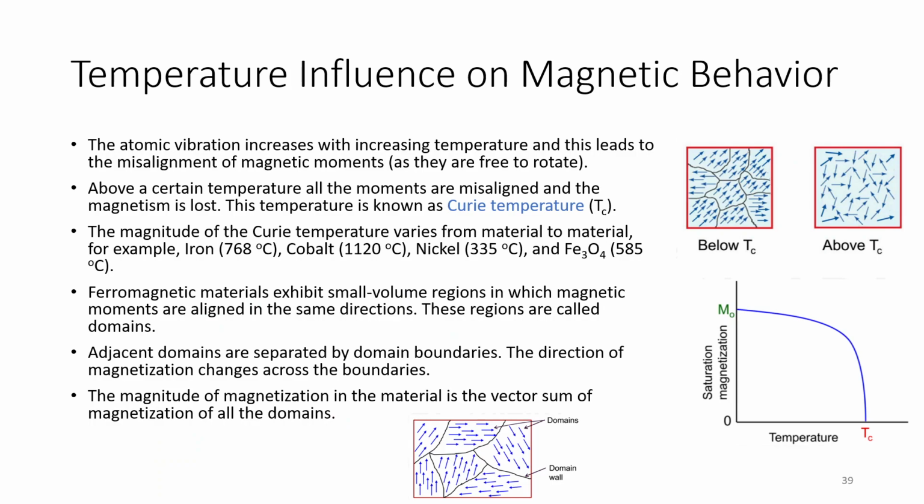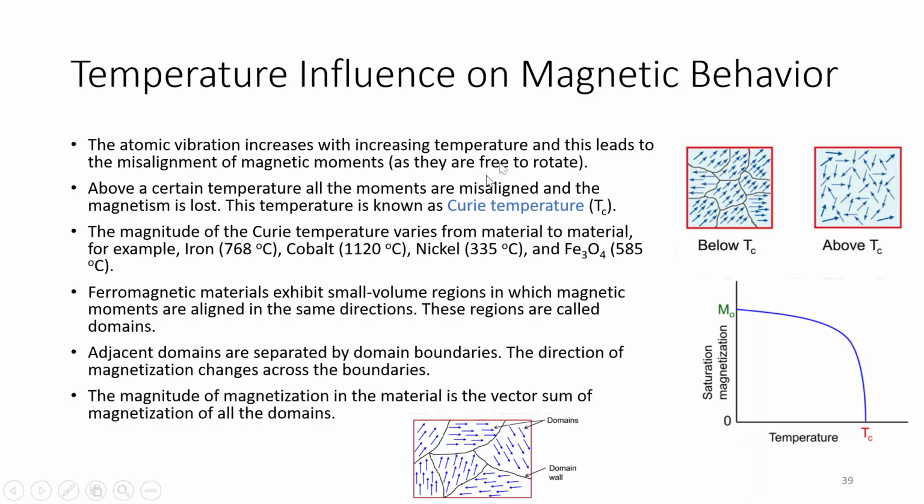Temperature influence on magnetic behavior. The atomic vibration increases with increasing temperature, and this leads to the misalignment of the magnetic moments as they are free to rotate. Above a certain temperature, all the moments are misaligned and the magnetism is lost. This temperature is known as the Curie temperature, Tc.